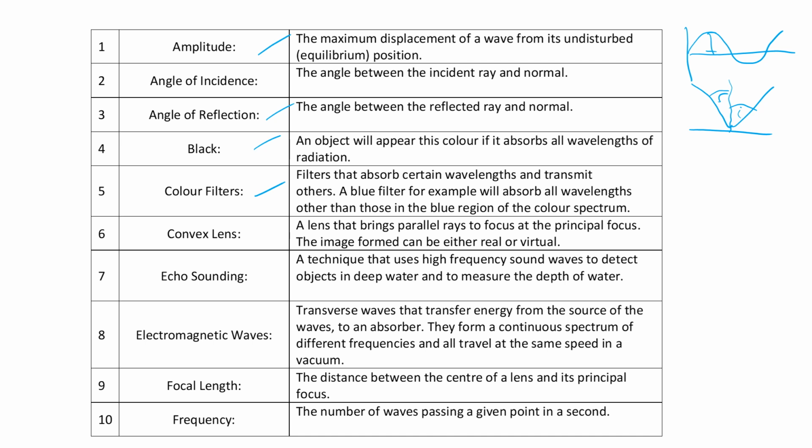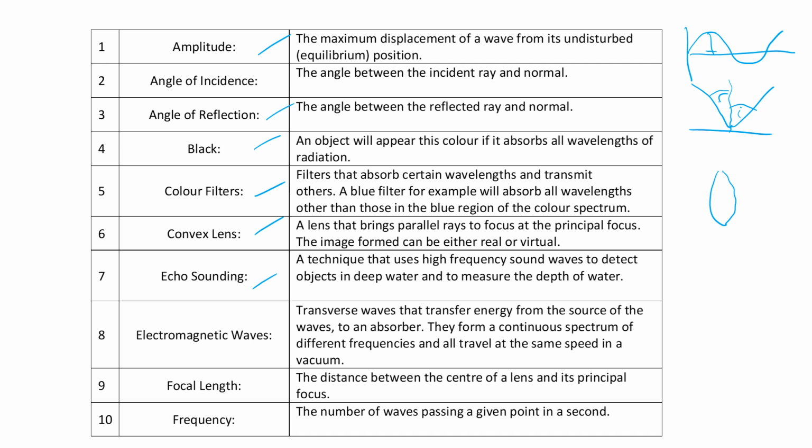A lens that brings parallel rays to focus at the principal focus. The image formed can either be virtual or real. Okay, so a lens is that shape, convex. A technique that uses high frequency sound waves to detect objects deep in the water, to measure the depth of the water. Some people call it sonar, right? This is then echo sounding.